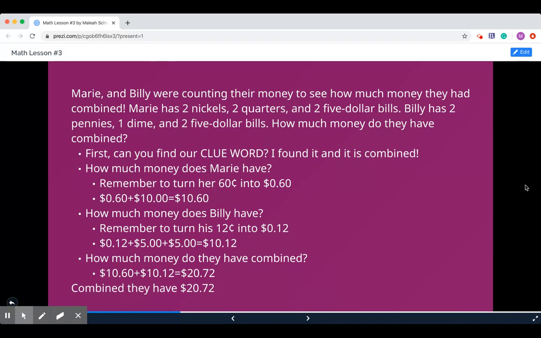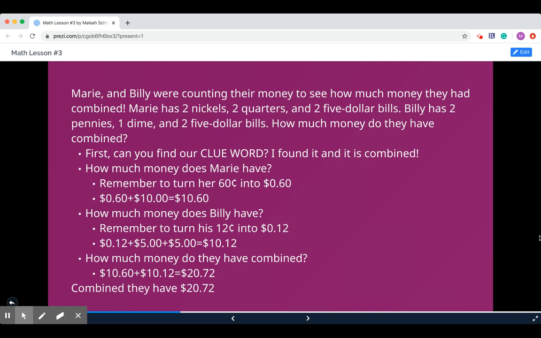So now let's try and find out how much money Billy has. His cents equal up to 12 cents. Remember, write it with our dollar sign right here. Write it like this. So we're going to take 12 cents plus $5 plus $5 equals $10 and 12 cents, not 20 cents. So $10.12.